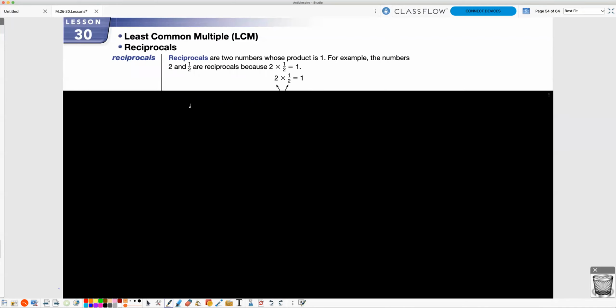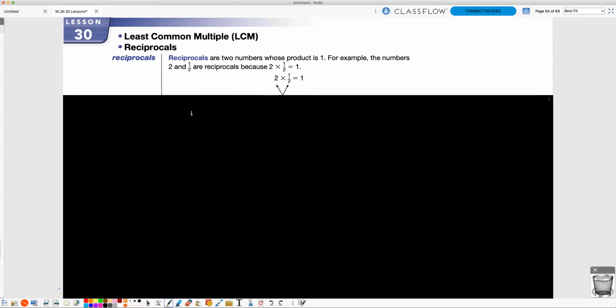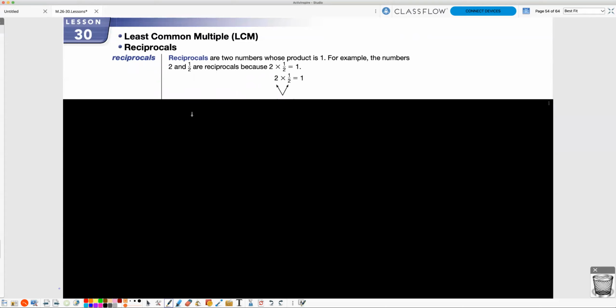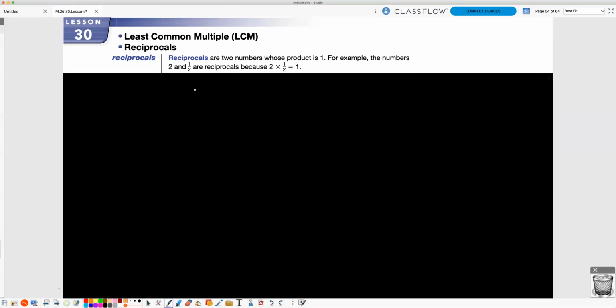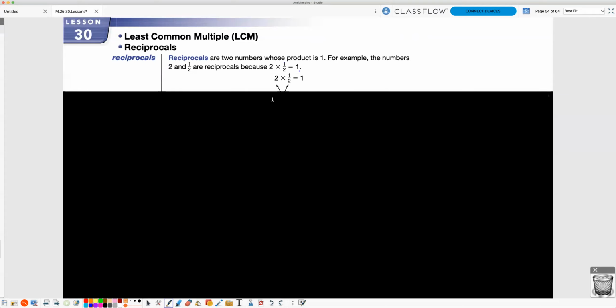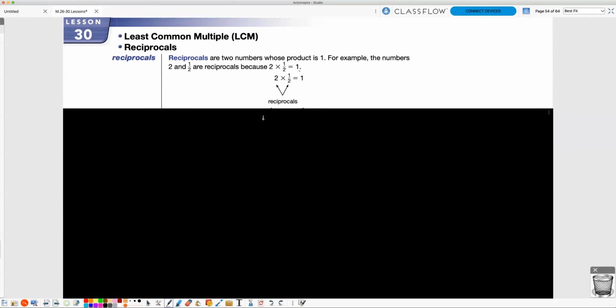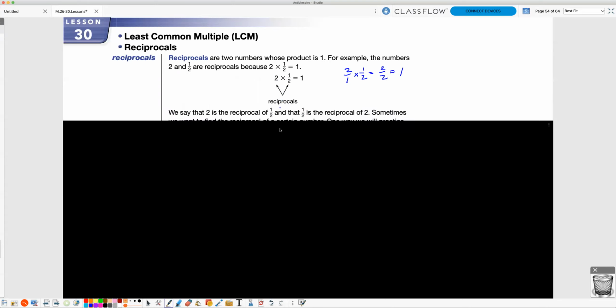Reciprocals are two numbers whose product is 1. For example, the numbers 2 and 1/2 are reciprocals because 2 times 1/2 equals 1. So if you look at it like this, 2 over 1 times 1 over 2 ends up being 2 over 2, and that ends up being 1 because 2 divided by 2 is 1. These are considered reciprocals, 2 and 1/2. Those are both reciprocals of each other. We say that 2 is the reciprocal of a half and that a half is the reciprocal of 2.